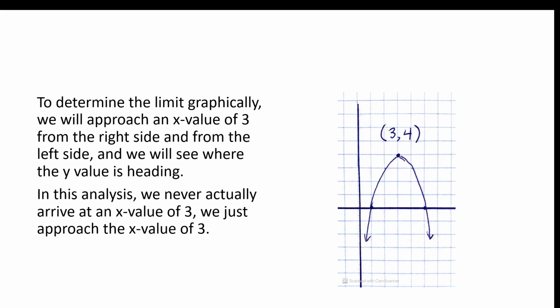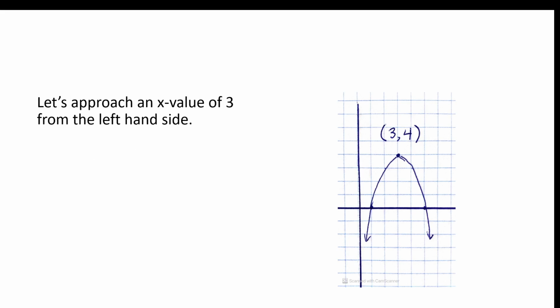Now, that will be a parabola with a vertex at (3, 4), and it will open down. To determine the limit graphically, we're going to approach an x value of 3 from the right side and from the left side and see where the y value is heading. In this analysis, we're never actually going to arrive at an x value of 3. We're just going to approach that x value of 3. So let's approach an x value of 3 from the left-hand side.